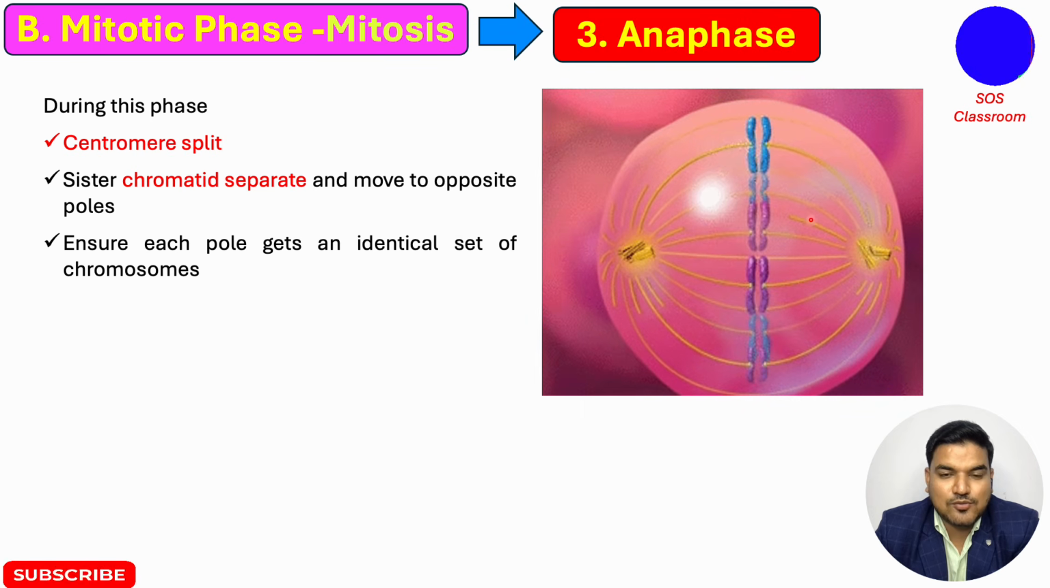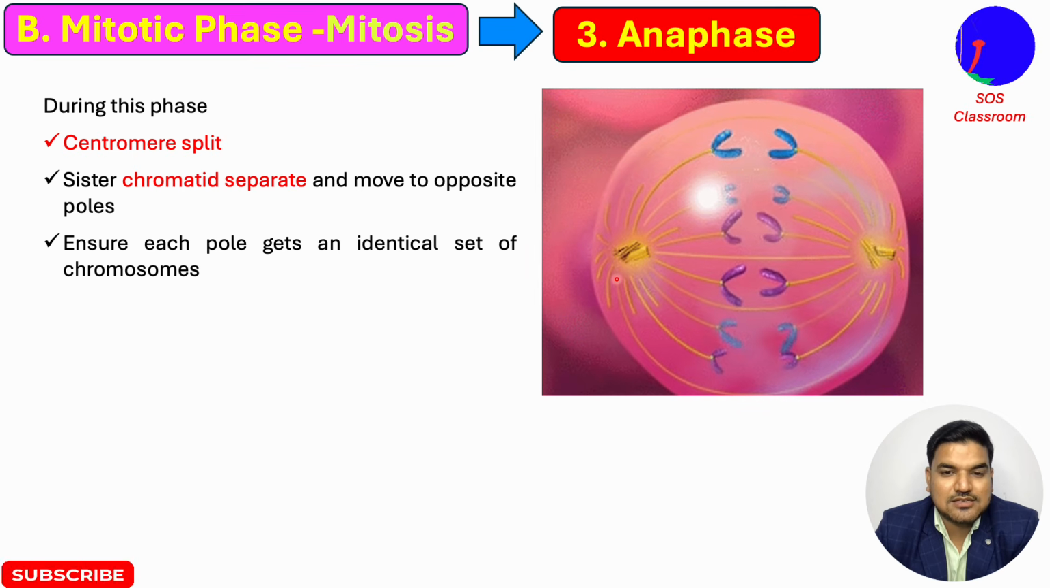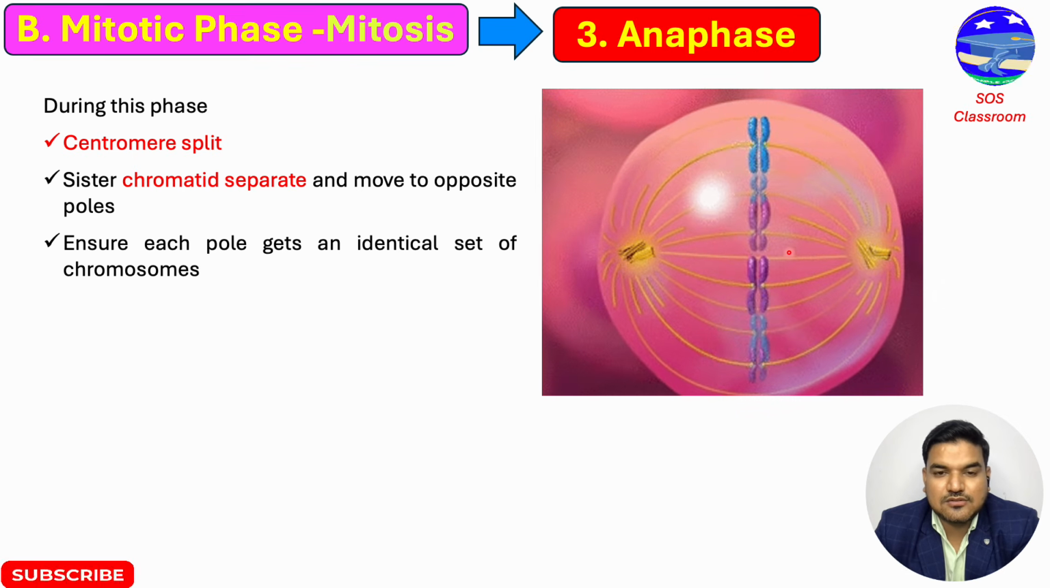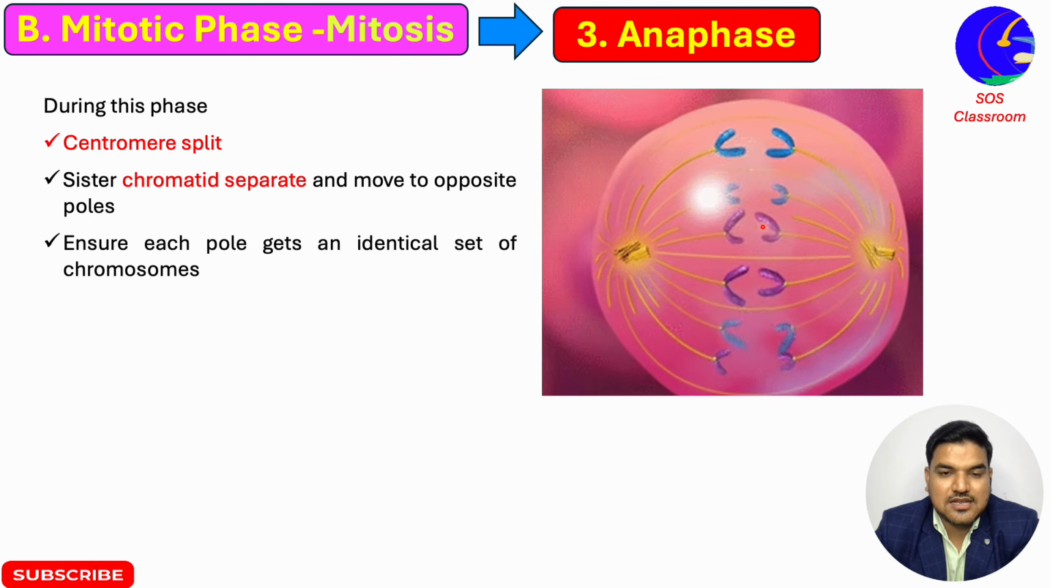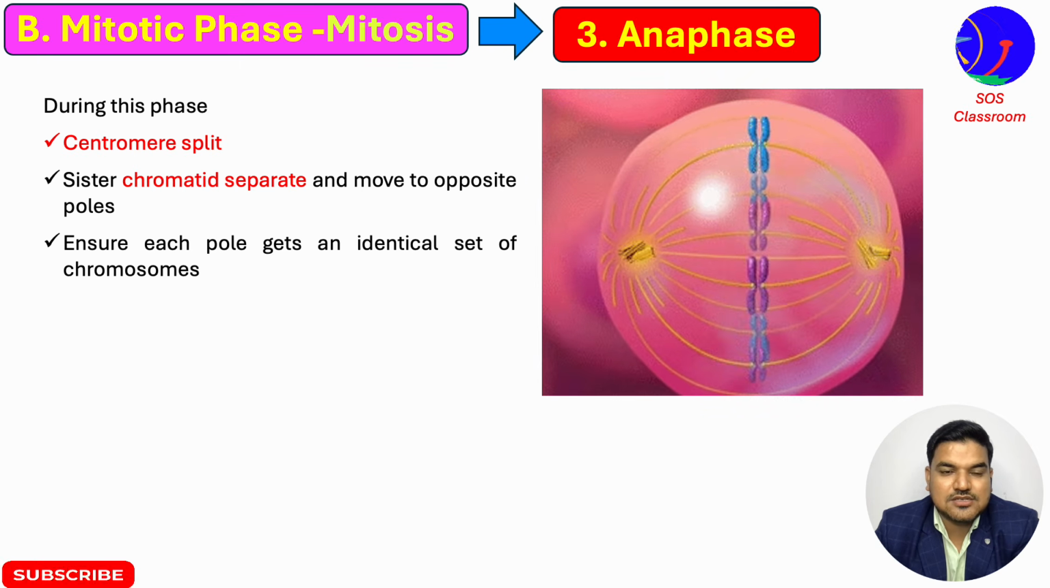You can see the movement to the opposite poles, ensuring each pole gets an identical set of chromosomes. It means 50% of the chromosomes go to the right side and 50% go to the left side, meaning equal division of the chromosomes. So this step, you can see, is anaphase: separation of the sister chromatids and movement to the opposite poles.